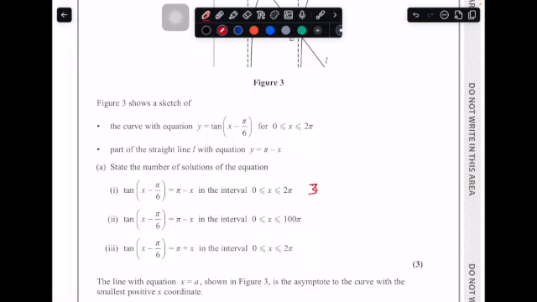Part two: we have tan of x minus pi over 6 equals pi minus x in the interval 0 to 100 pi.